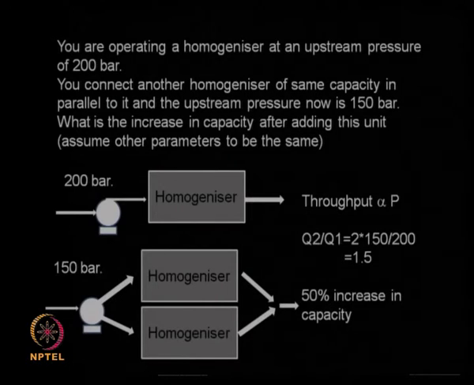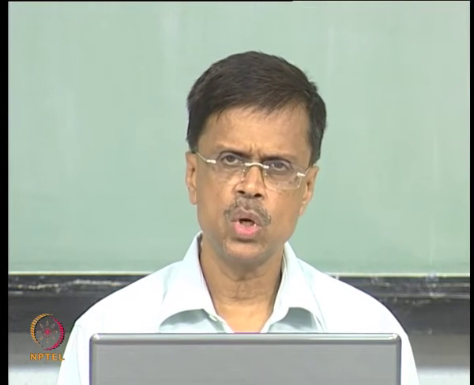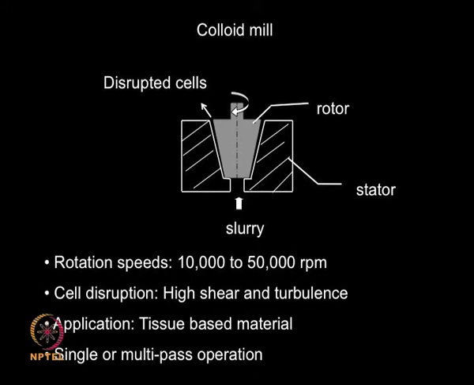Now there is another system which can also help you to break the cells. It is a mechanical operation and it is called a colloid mill. So how does it work? It has a rotor here which is rotating at very high speed, this is the rotor, and there is a stator.